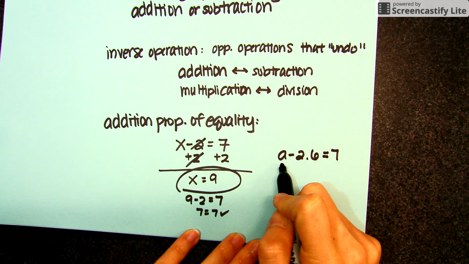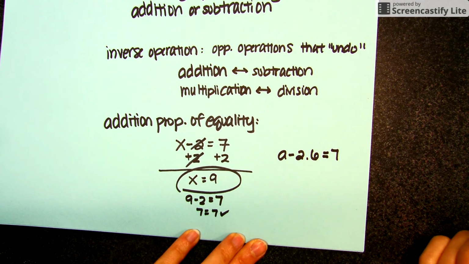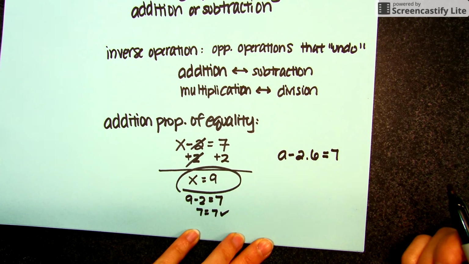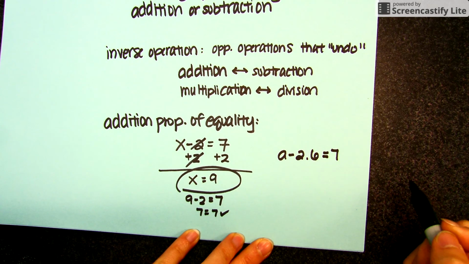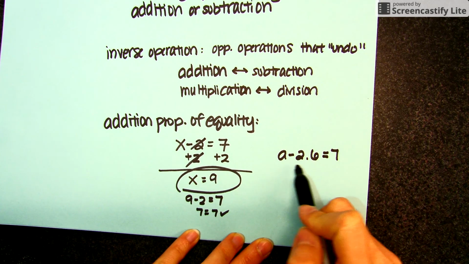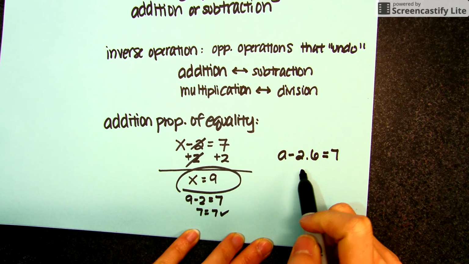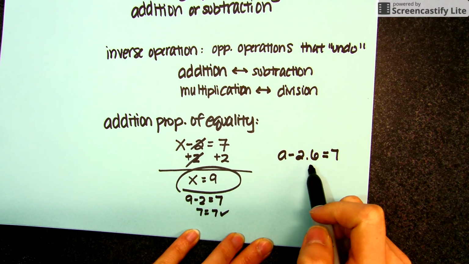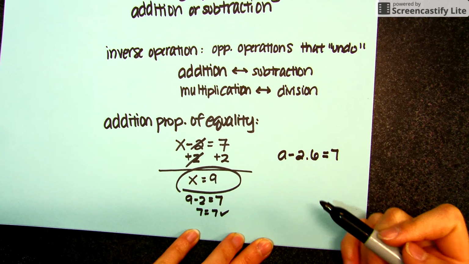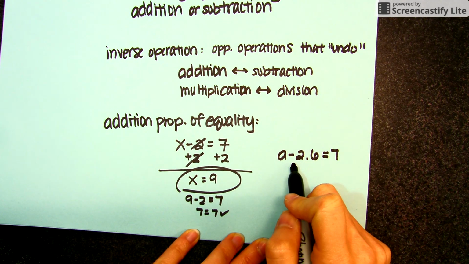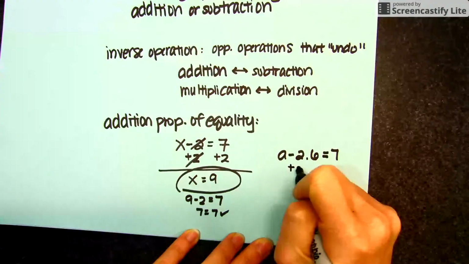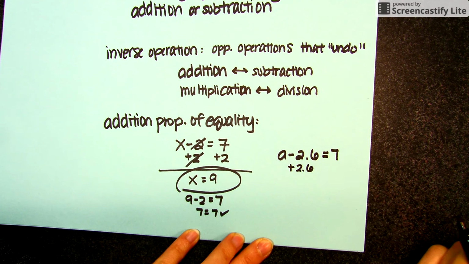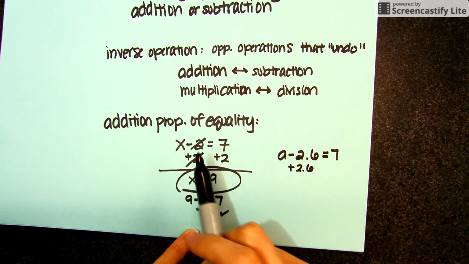So A needs to be by itself because A is a variable. It wants to be by itself, so we need to isolate the variable. We need to solve for A, solve for the variable. So what we need to do is get rid of everything else besides the variable. That's minus 2 and 6/10. How you get rid of minus 2 and 6/10 is you do the inverse, you do the opposite. So what's the opposite of minus 2.6? That is plus 2.6.